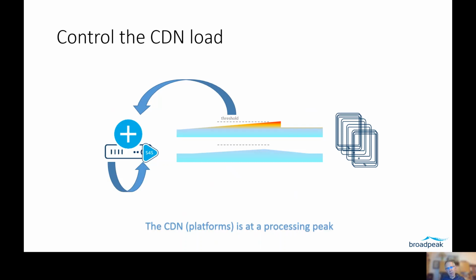Another way to use and operate S4S is when you control the bandwidth and you control your CDN, and you can detect that your CDN is close to being overloaded, right? Then you can just decrease the bit rate and therefore limit the overload.